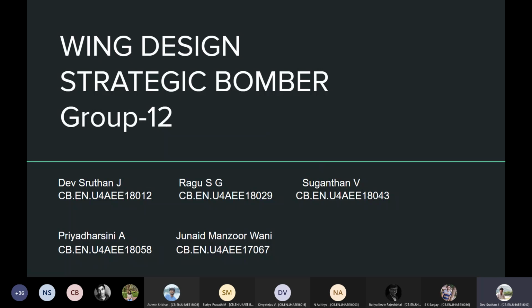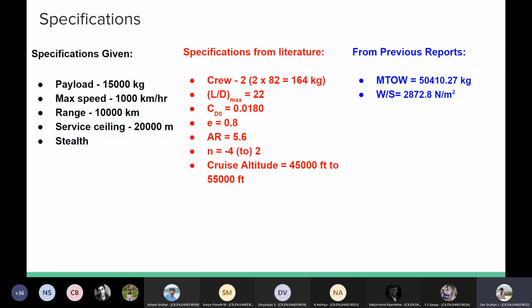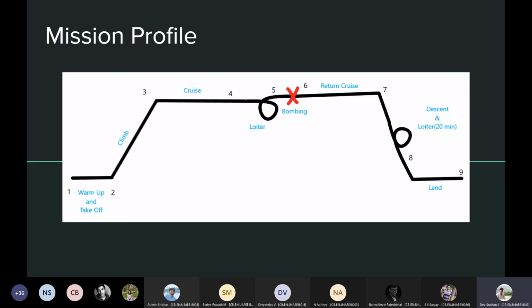Okay. So good morning to everyone. I'm from group 12 and I'm going to present on wing design for our strategic bomber, and these are my group members. And these are the specifications that were given, and the specifications that we took from our literature. From our previous reports, we found that our maximum takeoff weight is 5041 kg, and wing loading is 2872.8 Newton per meter square. So continuing, this is our mission profile, and it's a basic mission profile.